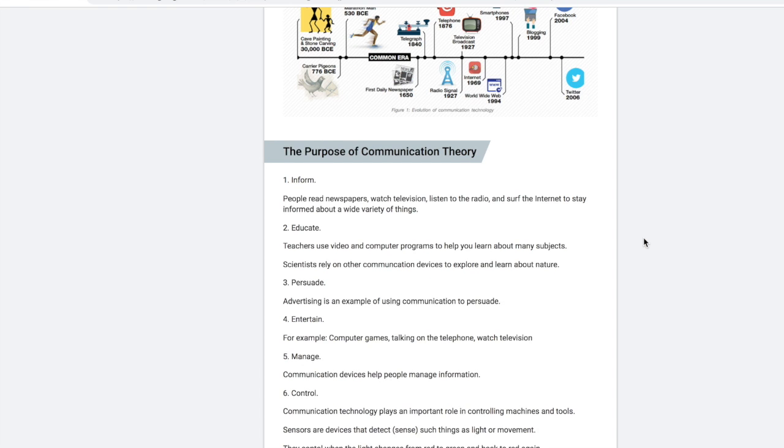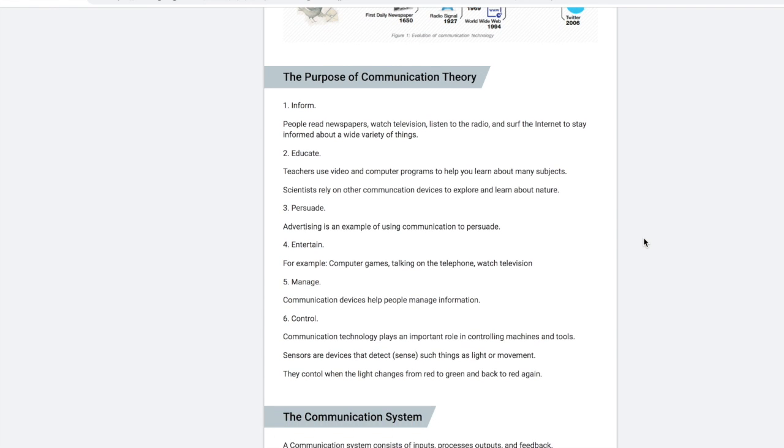The purposes of communication technology. 1. Inform. People read newspapers, watch television, listen to the radio and surf the internet to stay informed about a wide variety of things. 2. Educate. Teachers use video and computer programs to help you learn about many subjects. Scientists rely on other communication devices to explore and learn about nature.